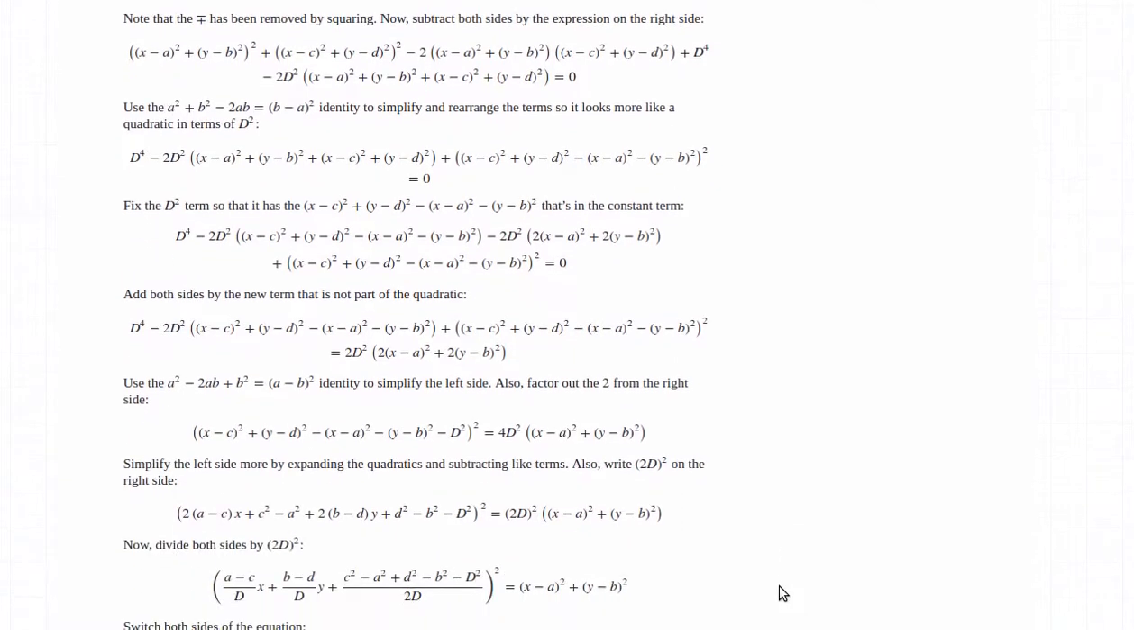And then we divide both sides by d squared. The reason I did that is to get (x minus a) squared plus (y minus b) squared on the right side alone. So 2(a minus c) divided by 2d, the 2's cancel out, (a minus c) over d, x, and then 2(b minus d) all over 2d, 2's cancel out, (b minus d) over d, y. Okay, we have the x term, the y term. Everything else we're going to say is a constant. So we lump it all together, c squared minus a squared plus c squared minus b squared minus d squared, all over 2d.